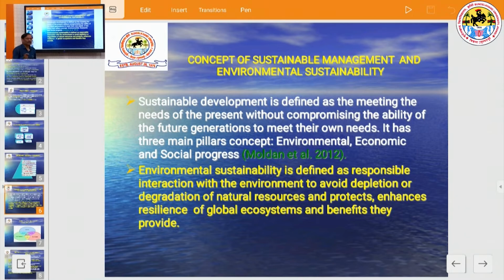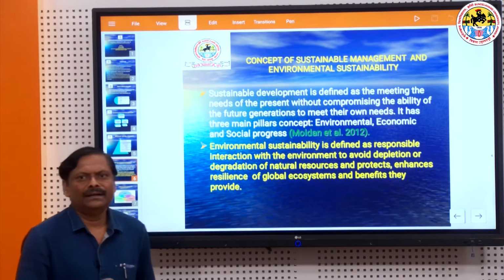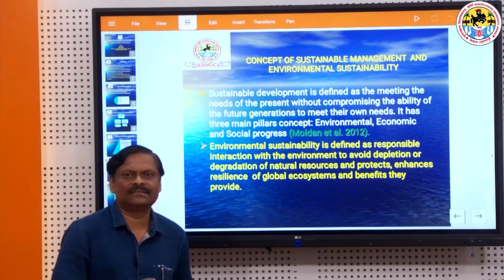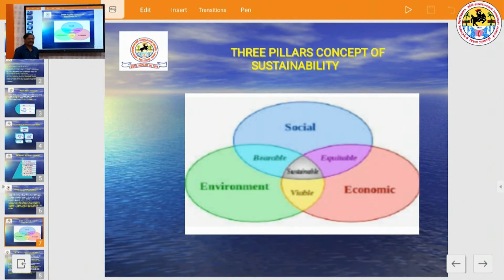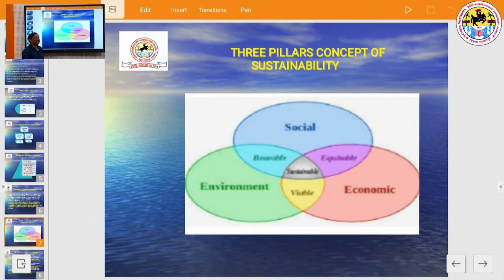Now, before going to discuss, we must know the concept of what sustainable management is. Sustainable management is basically to meet the present requirement without compromising the ability of future generations to meet their own needs, and this is based on three important basic characters. The first is social, and the second and third are the environmental and the economic aspects.